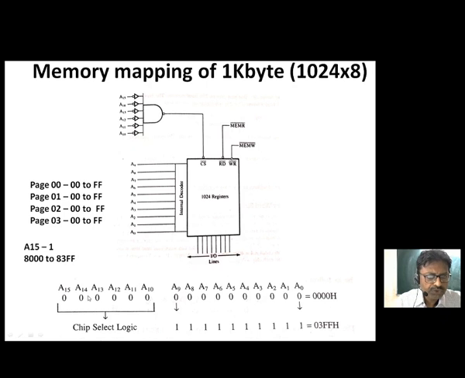Why 83FF? Because if you take 4 bits together, this one becomes 1, so this becomes 8, this becomes 00, and in the last one there is a 3, so from 80 to 83. So it means the page number will be changed. In that case, the first page will become 80, the second page will become 81, the third page will become 82, and the fourth page will become 83.